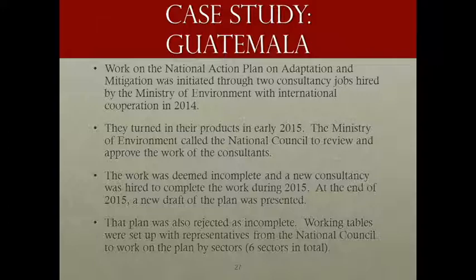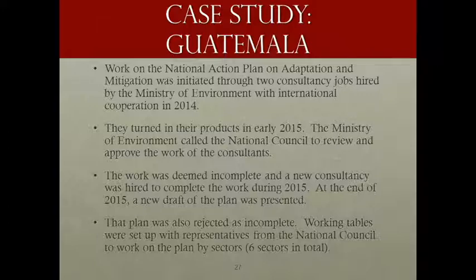The report was presented to the council, but it showed to be not good enough. The council said, no, that is not what we wanted. And so basically, the consultant ended up handing in the work to the council, and the council then decided that they needed to continue working on producing a new draft. The new draft was generated in 2015, was still not complete, and was rejected as incomplete.